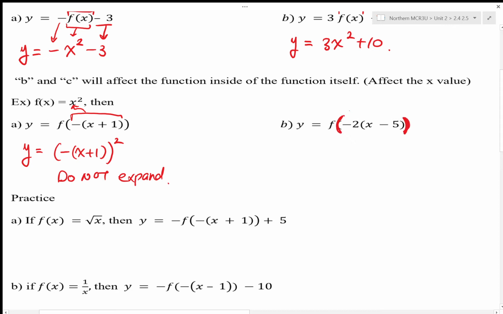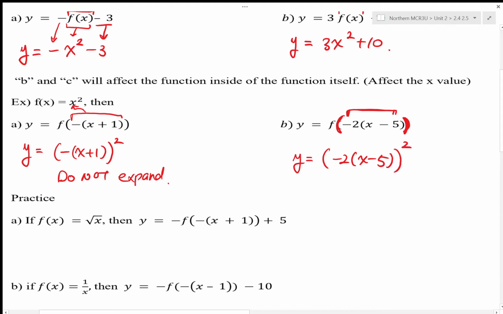Hopefully you can see it. This was supposed to be just an x before any transformations, but it is now replaced by -2 bracket x minus 5. So your function then becomes, which is the x squared in this case, that x in the x squared is replaced by -2 x minus 5 squared.